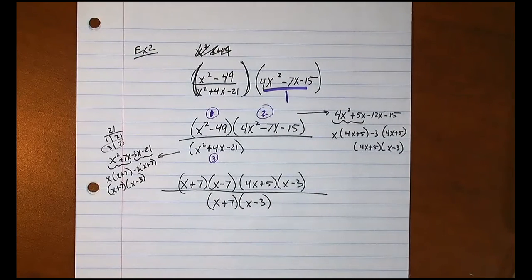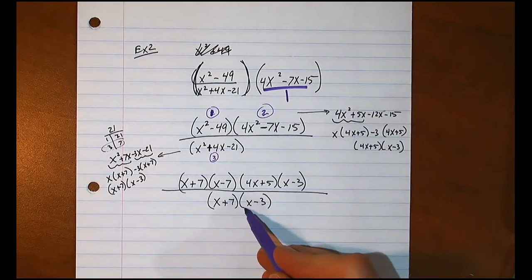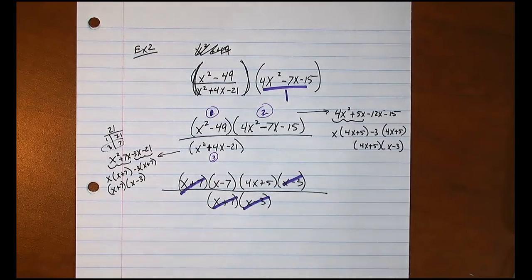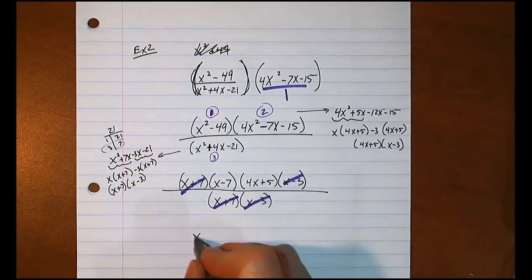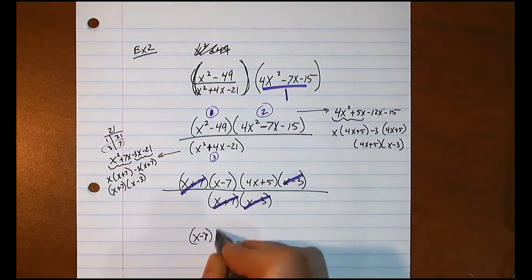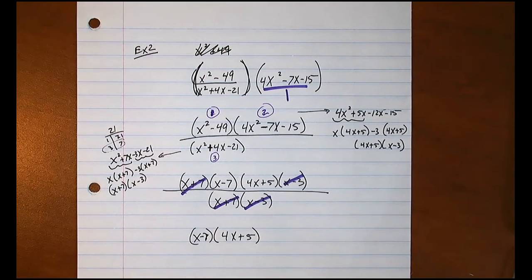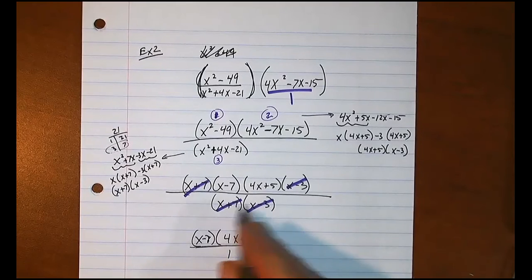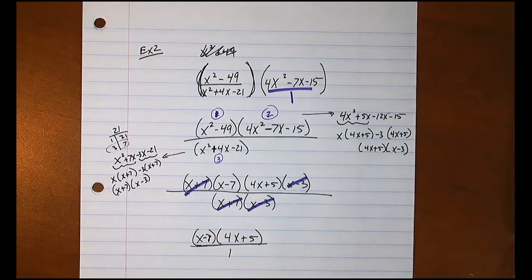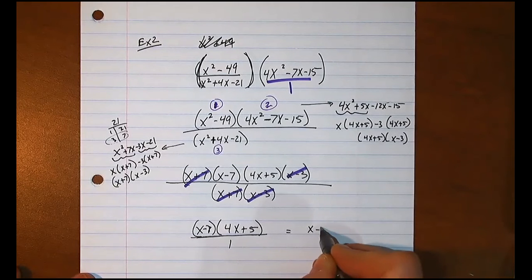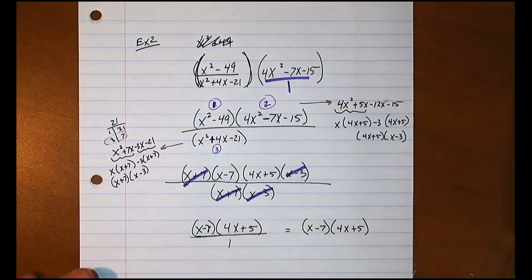Okay, so what can I cancel? Well, I've got x minus 3s and I have x plus 7s. So that leaves me with an x minus 7 in the top and a 4x plus 5 also in the top. In the bottom, that's over 1, right? Because when I have things that cancel, they leave behind 1s. And of course, anything divided by 1 is itself. So I can turn that 1 into a ninja and just write it this way.